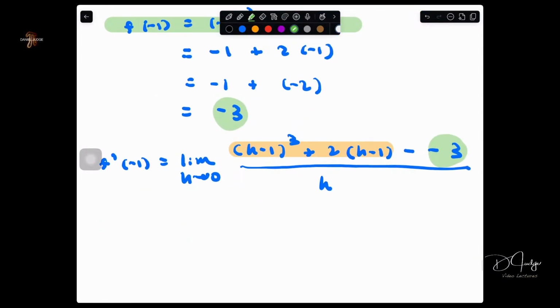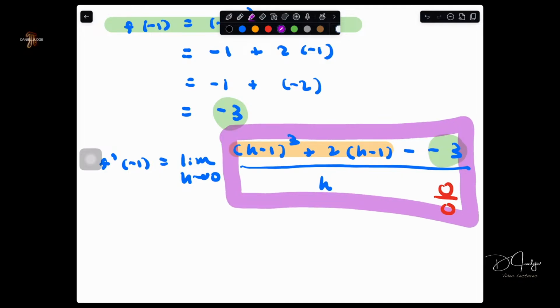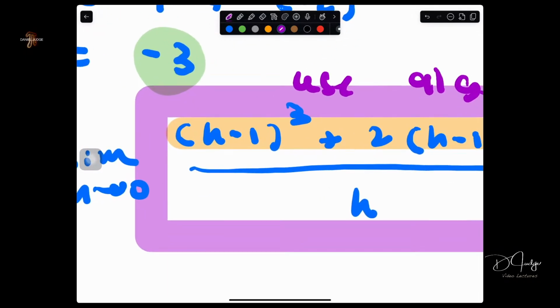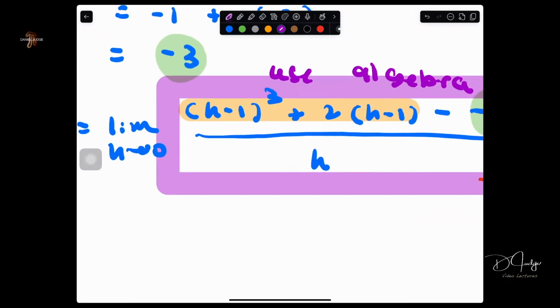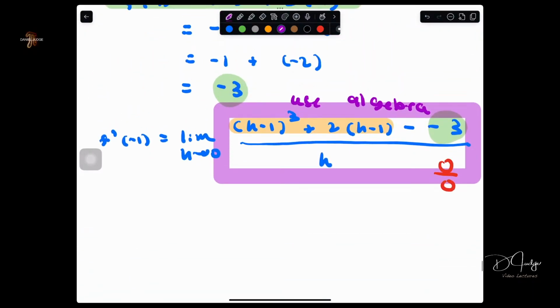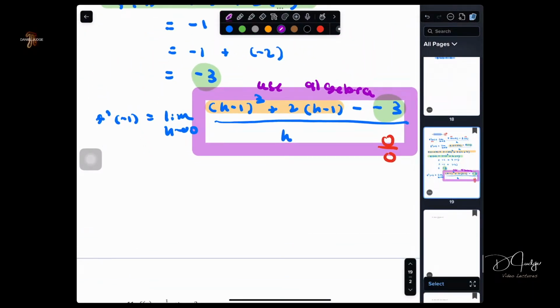And again, plugging in h is 0 will give you the 0 over 0 indeterminate form. What we need, again, is to use the algebra. That indeterminate form will always come up, so we've got to use algebra. But the algebra here, as you can see, you've got h minus 1 cubed, and then you could use some distributive property here. So let's get out some more paper and get to work with our algebra.